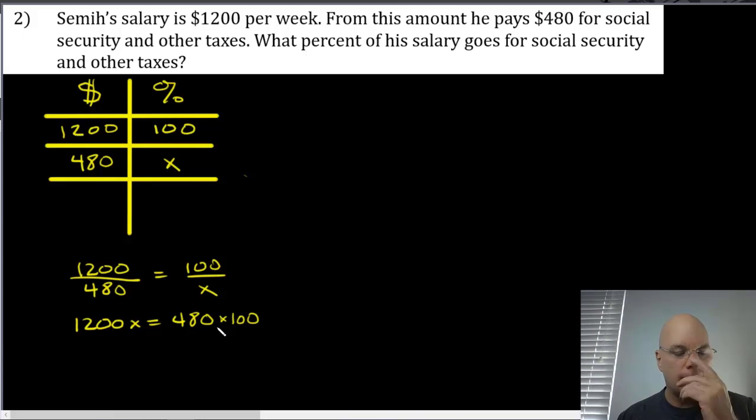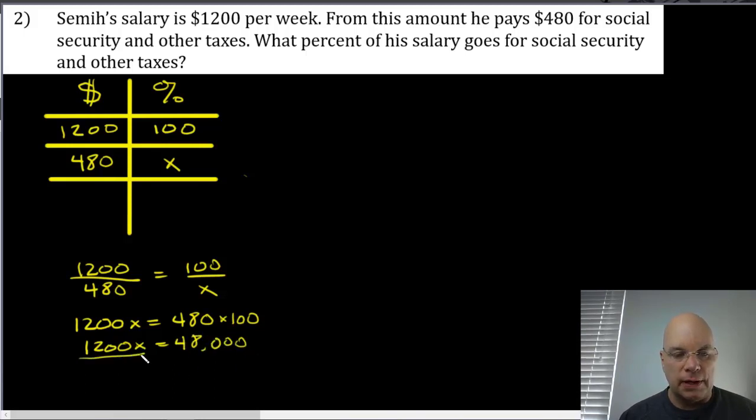I was tempted to just write 48,000, but in the same way that we substituted dimensions into our formula when we did geometry, I think it's best to write your proportion as an algebraic equation, and then write the cross product equation without doing any computation. Just write the equation, this factor multiplied by this factor equals this other factor multiplied by this other factor, and then from there you can simplify and solve. So 1200x is equal to, now I'll multiply that, 48,000.